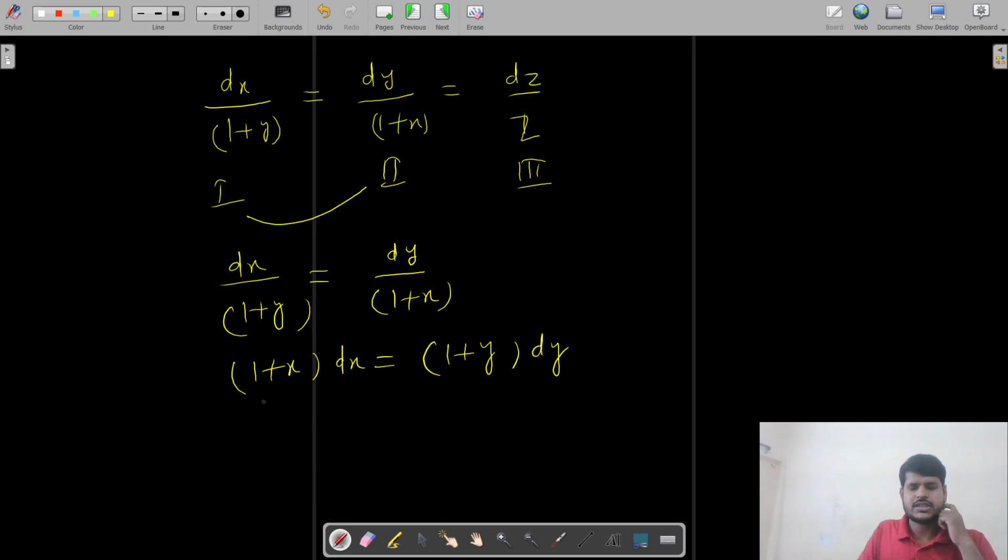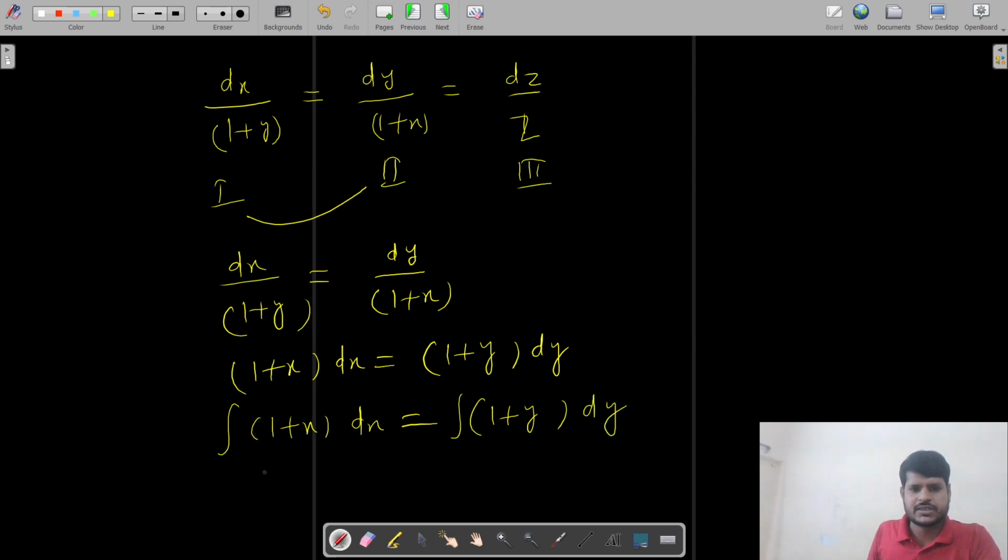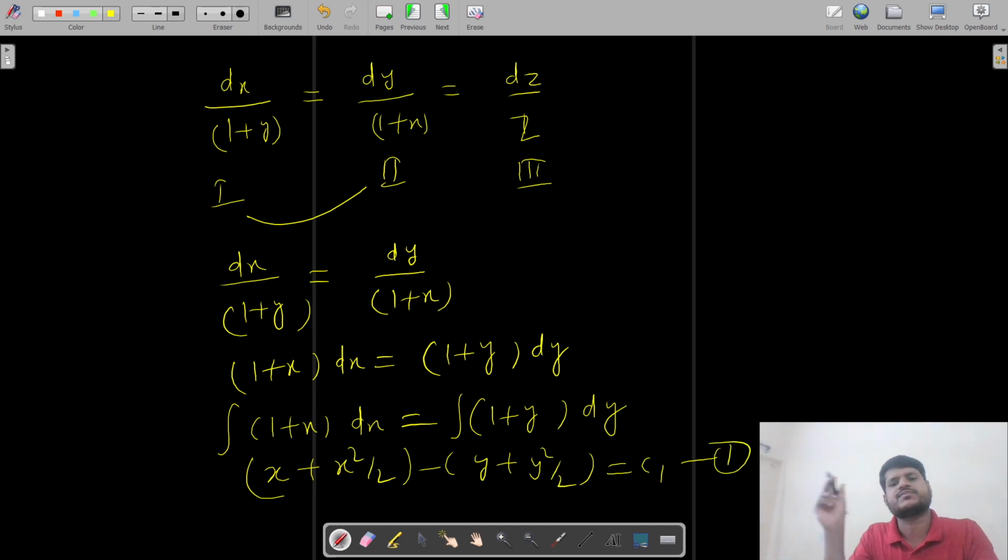So in this case, just integrating it: integration of 1 plus x dx equals integration of 1 plus y dy. So we have x plus x square by 2, minus y plus y square by 2, is equal to c1. This is equation 1. It's very simple, right?